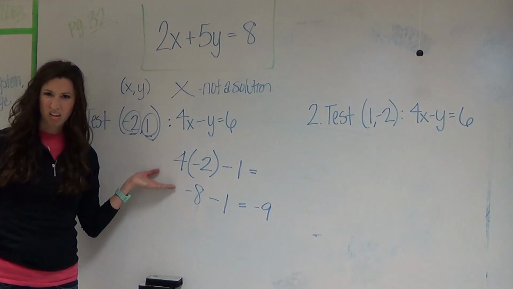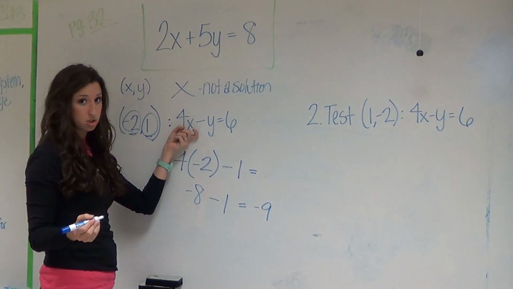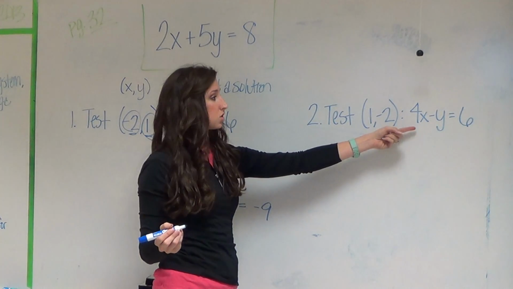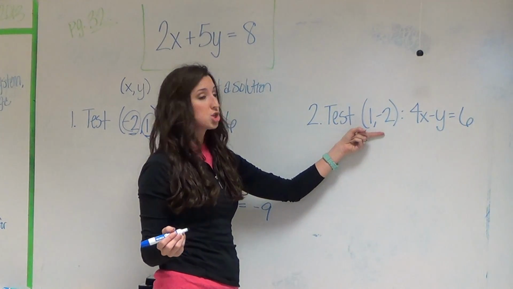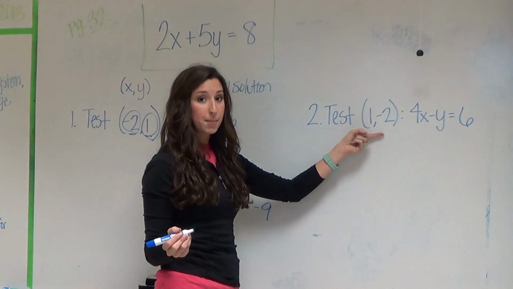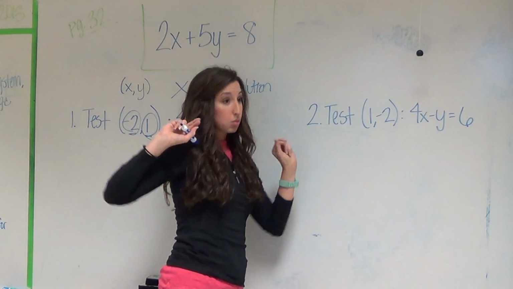Was that pretty simple math? Okay, so let's come over here. We're going to use the same equation, 4x minus y equals 6. Now in your notes, all we're doing is changing our coordinate point. We are now going to test 1, -2 in the equation. Maybe this one will work.